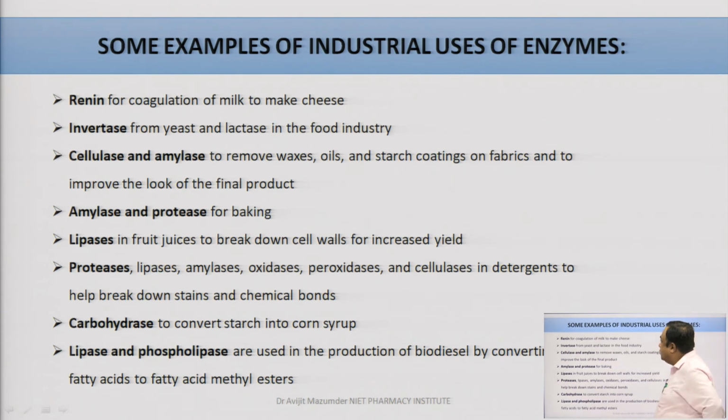The other examples include renin for coagulation of milk to make cheese, invertase from yeast and lactase in food industries, cellulase and amylase to remove the waxes, oils and starch coating on fabrics and to improve the look of the final product. Amylase and protease are applied for baking, lipase is applied on fruit juice to break down the cell wall of the microbes, and protease, lipase, amylase are also used. Carbohydrase is used to convert starch into corn syrup and so on.